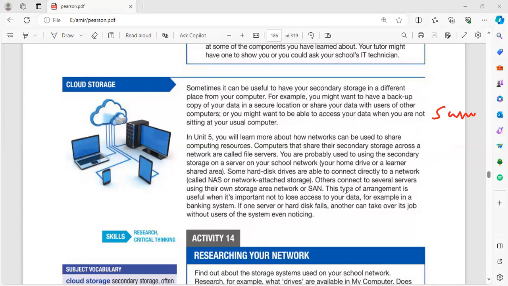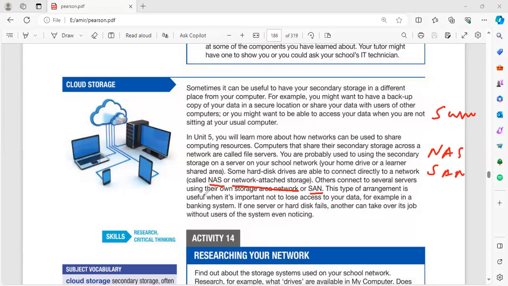So some hard disk drive are able to connect directly to a network called NAS or network attached storage. Other connect to several servers using their own storage area network, SAN. NAS and SAN. These are two different things. NAS and SAN. Storage area network.